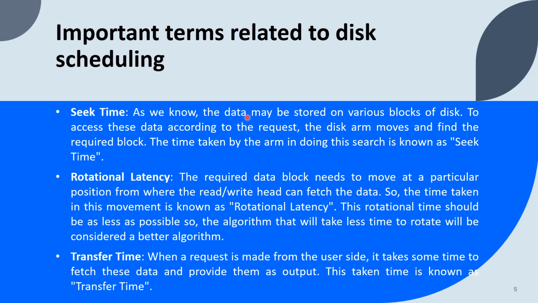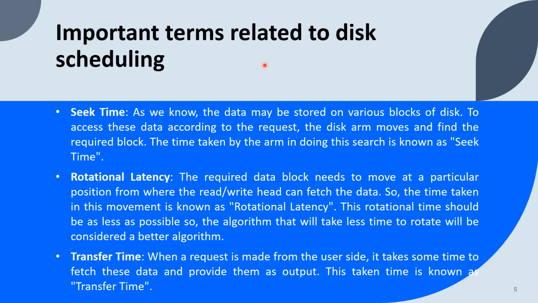For example, the disk is currently at the 50th position. It has to go to the 70th position to read the data. The time taken by the disk arm to move from the 50th to the 70th position is called the seek time.